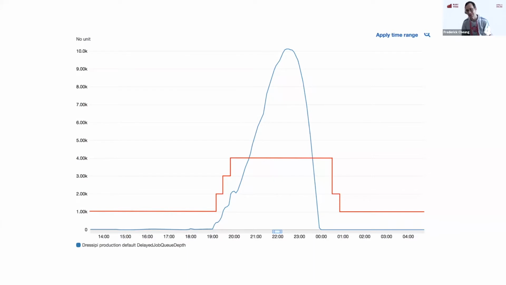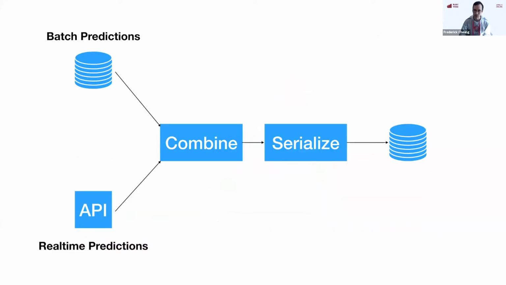Obviously, we really wanted to fix this. So the next day we came in and used monitoring to find out which job was responsible. We had quite a good idea given what we just deployed. It was this job, which is basically the same thing as the slide we had a few slides back. We had the batch predictions that we compute and store in a data store. We have real-time predictions that come out of an API. We combine these, we serialize them in a specific format, and we store them in a new place.